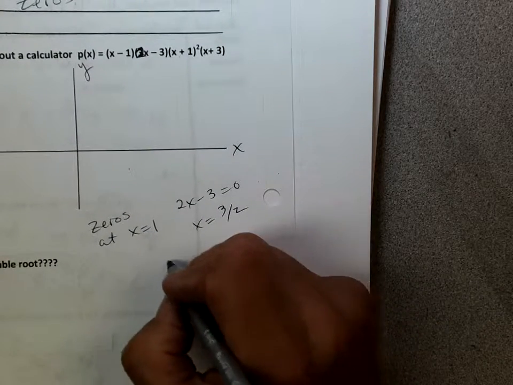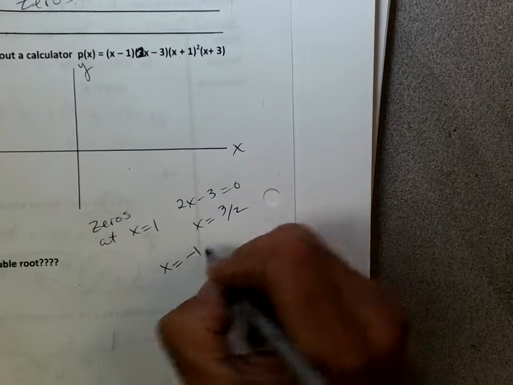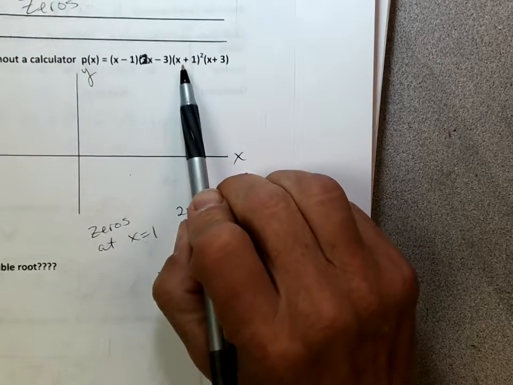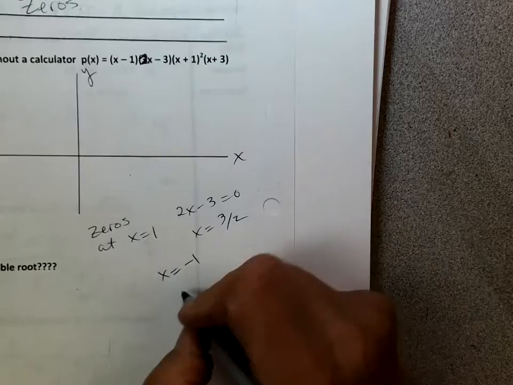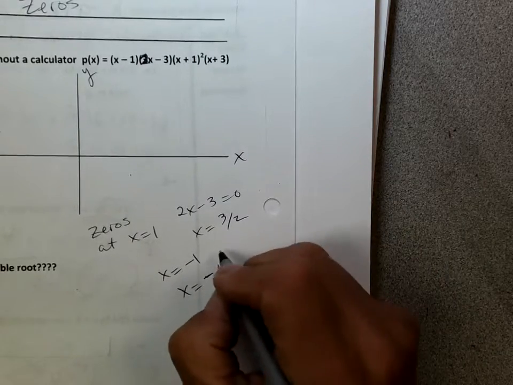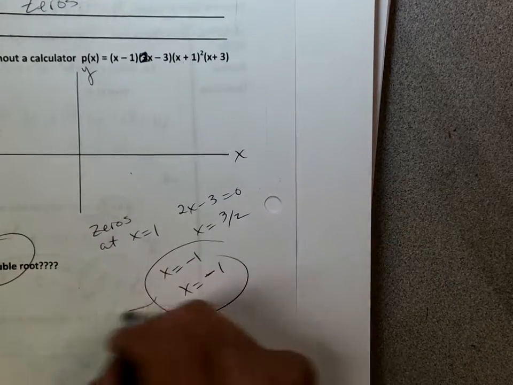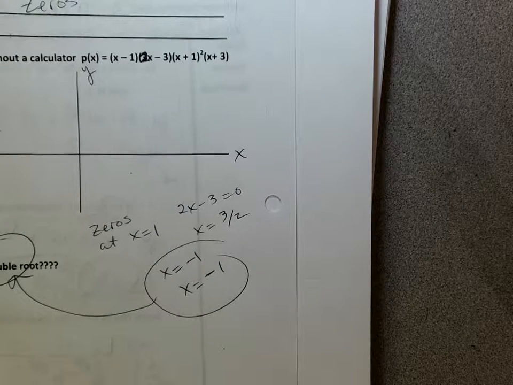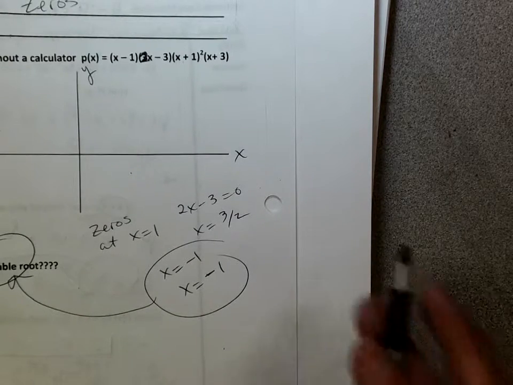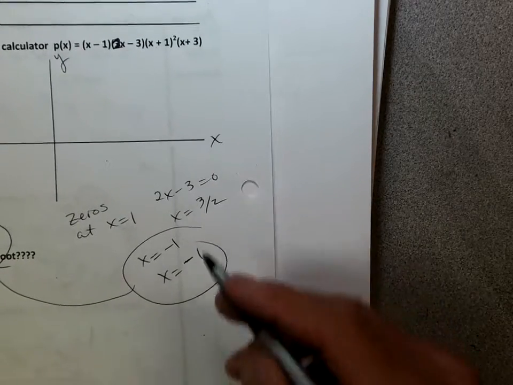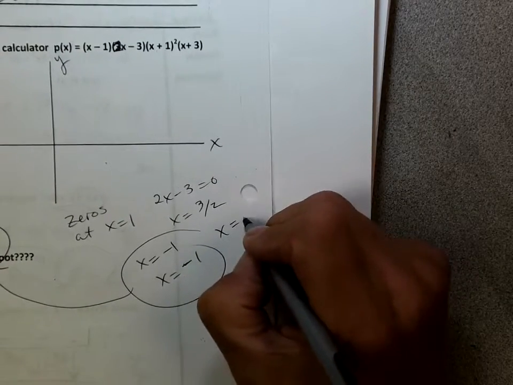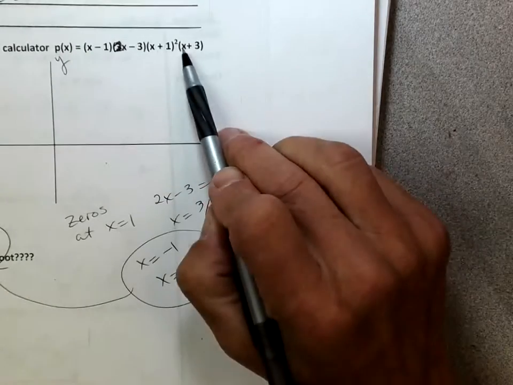I'd have another 0 at x equals negative 1, but I'm going to have that twice. And that is a double root, because it happens twice. Even though it's the same number, it happens twice. And I'm also going to have a 0 at x equals negative 3, okay? Because if x plus 3 equals 0.